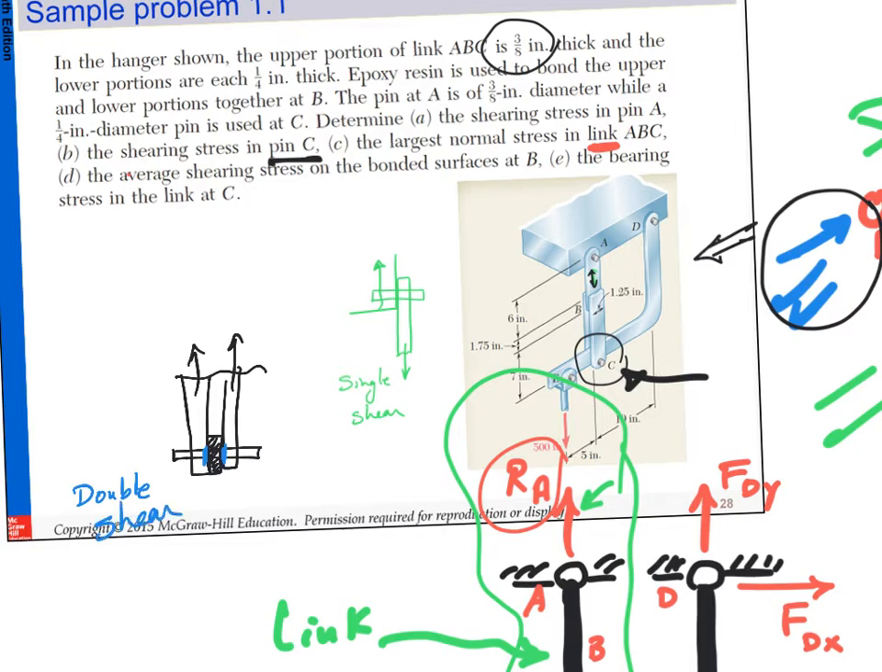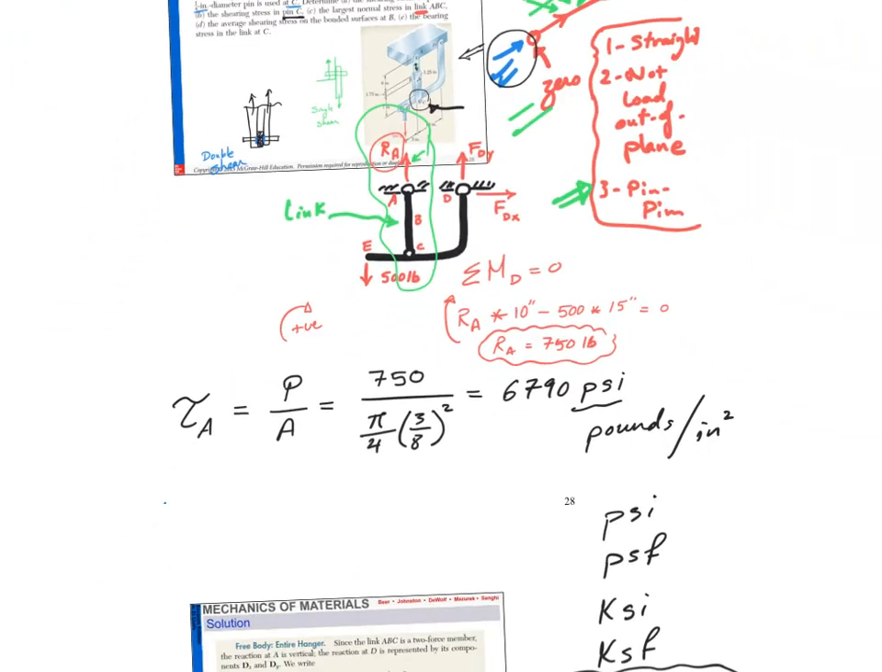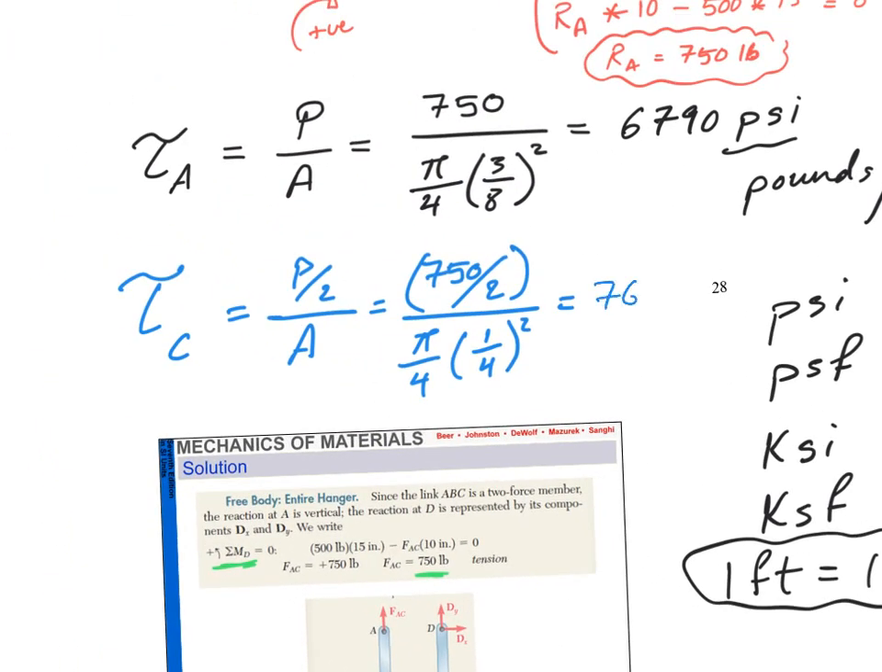Okay? Now, taking a double shear, that means my force is half of the force. Now, how about the area? We have to look at the pin C. Its area is also different. So in this case, tau C will be equal to P over 2 divided by A, which is 750 divided by 2. That's the force, divided by pi over 4, but instead of 3/8 it will be 1/4 squared. Very good. I get a different value, and this value will be 7640, right? So this here will be 7640 psi.